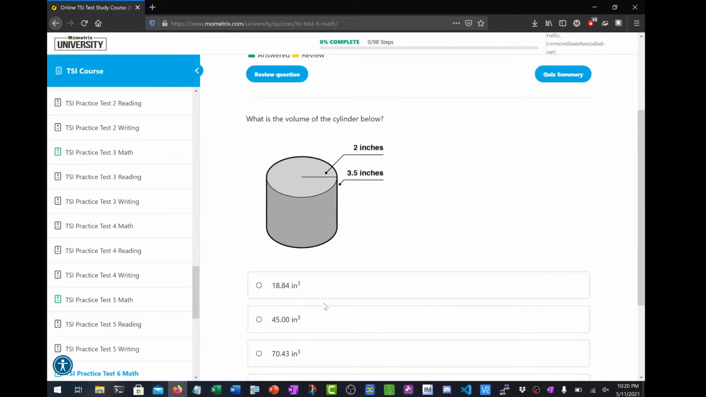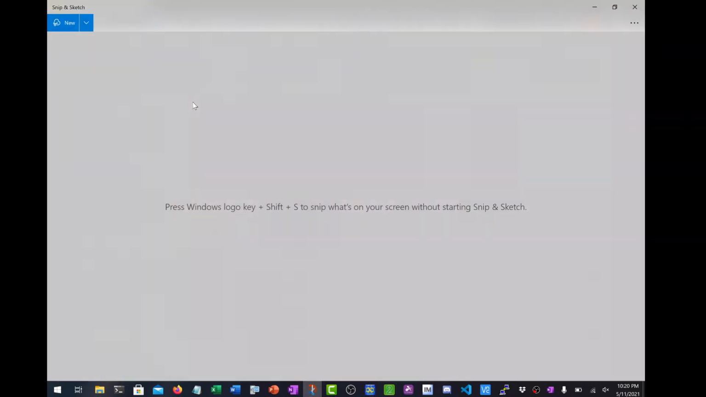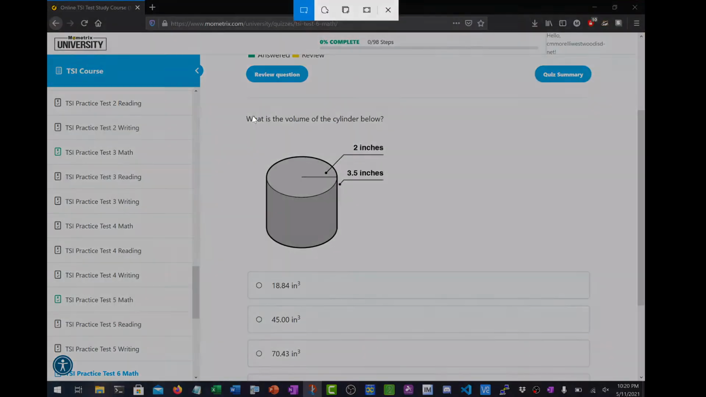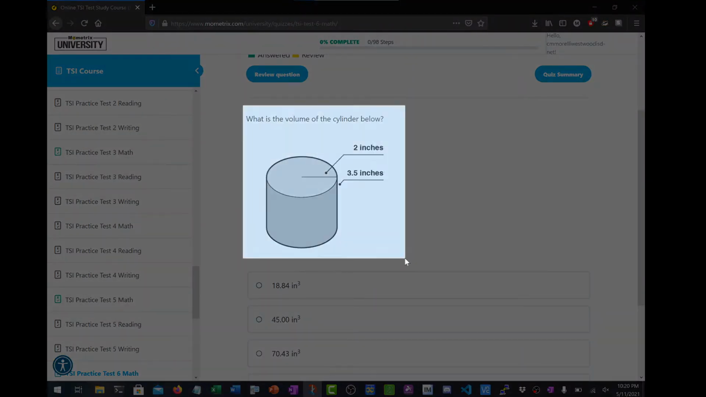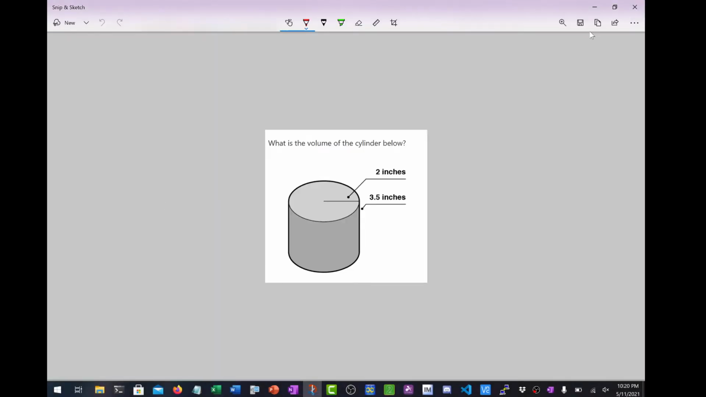It's asking us for the volume of a cylinder. Let me grab a picture of this, and then we'll talk about how to find the volume of a cylinder.